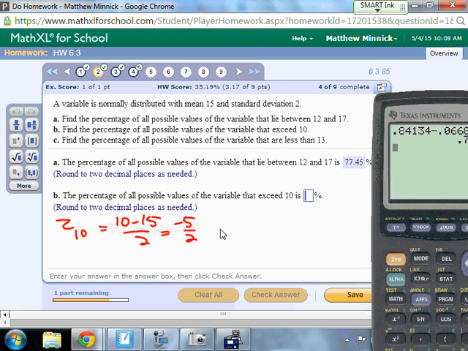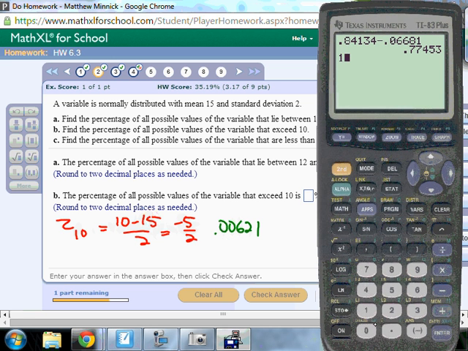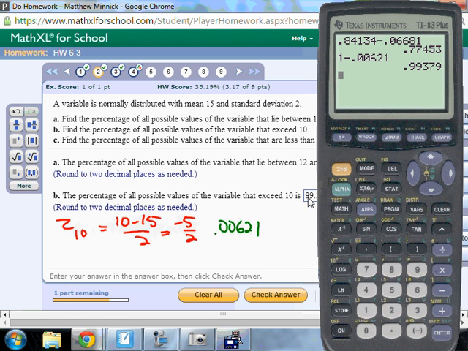The z-score for negative 2.5 is 0.00621. That's not the z-score, I'm sorry, that's the area, 0.00621. Okay? So that's my area to the left of that. But I want the area to the right of that. So I need to use the complement, or go 1 minus 0.00621. And when I do that, I get 0.99379, and let's see what that's going to be. As a percent, that's going to be 99.38%.